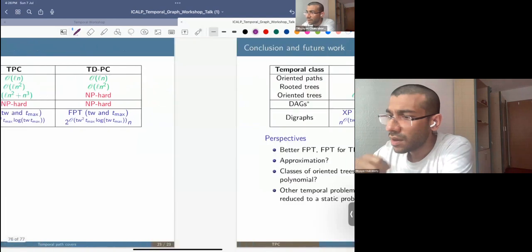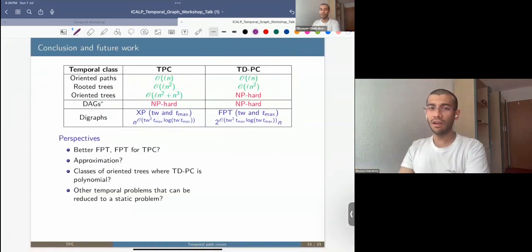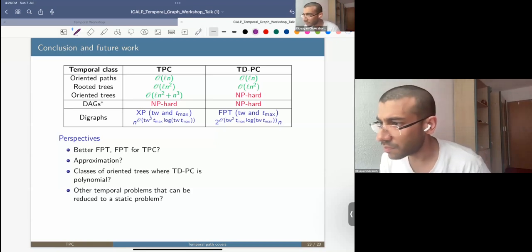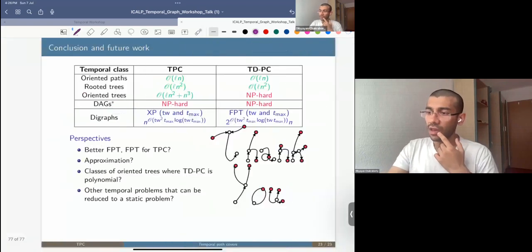So what are the open problems now? Can we get a better FPT algorithm, or can we get approximation algorithms? And also what is interesting to me is for which oriented trees, or for which class of temporal DAGs, this temporal Dilworth property holds. A nice characterization would be interesting. Thank you.